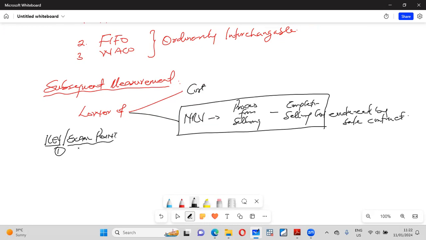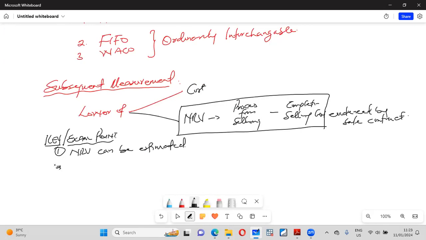The first example point is that the net realizable value can be estimated. So even though you don't have it there, the estimate may be given to you in the question.